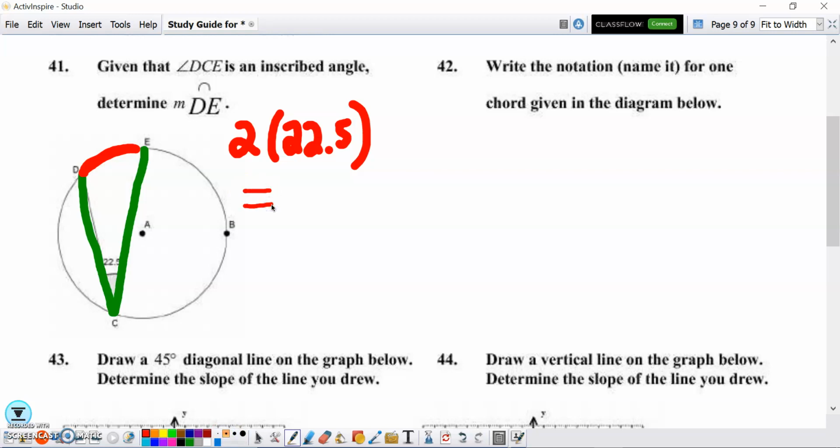and that's going to give us 45 degrees. So the measure of arc DE is 45 degrees. That's it.